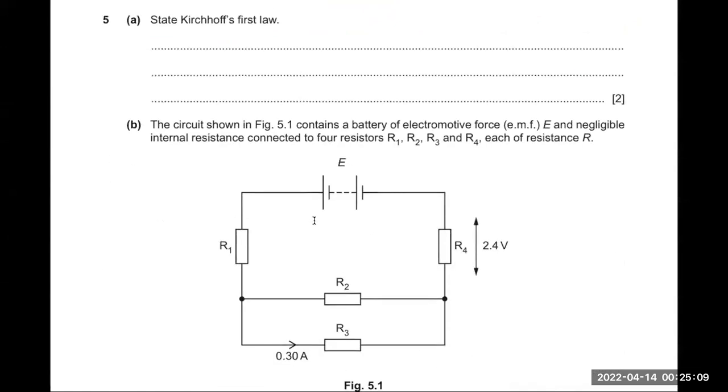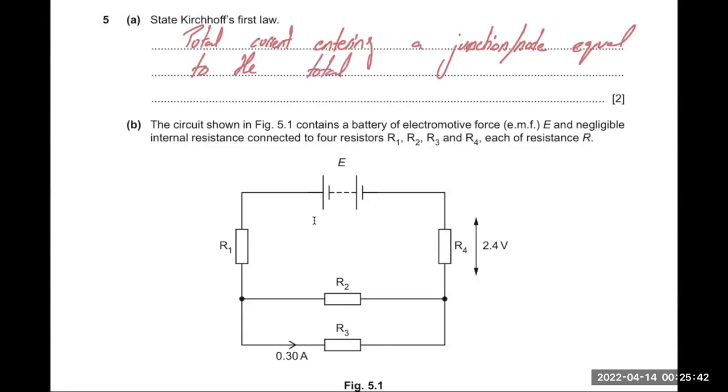Question 5A says, state Kirchhoff's first law. Kirchhoff's first law says that the total current entering a junction or a node is equal to the total current leaving the node or the junction. That's Kirchhoff's first law or Kirchhoff's current law, which follows the law of conservation of charge.